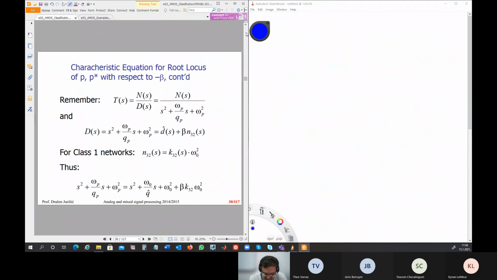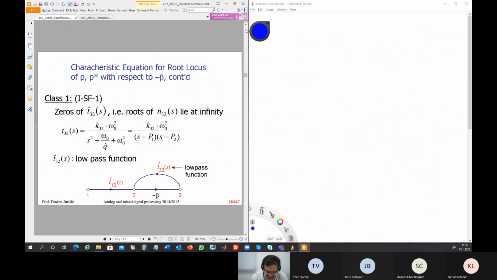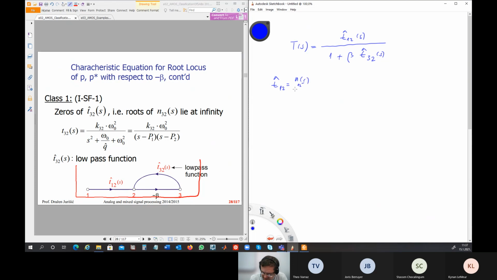Because if you look at the very simple signal flow graph, like this one here, then you can write T of S using Mason's rule, which is nothing else but T12 over 1 plus beta times T32 of S. And we have already seen that T12 has the form N12 of S divided by D12 of S. T32 also has the following form, N32 of S divided by D32 of S.